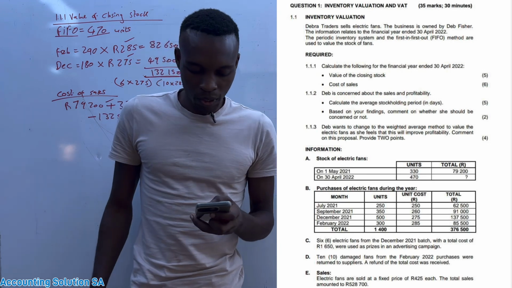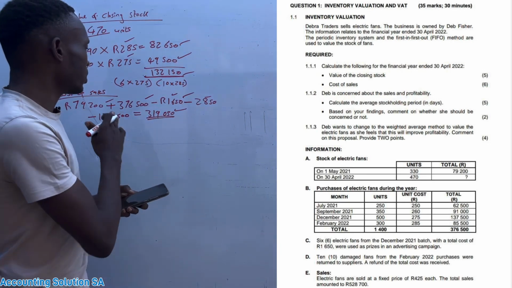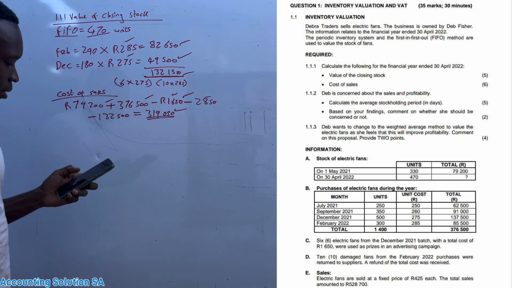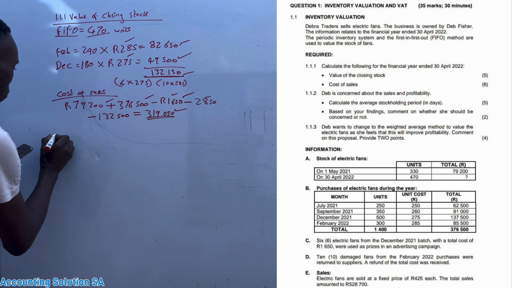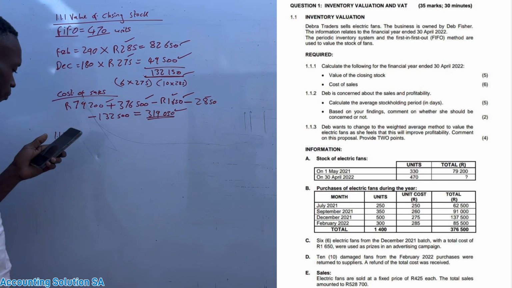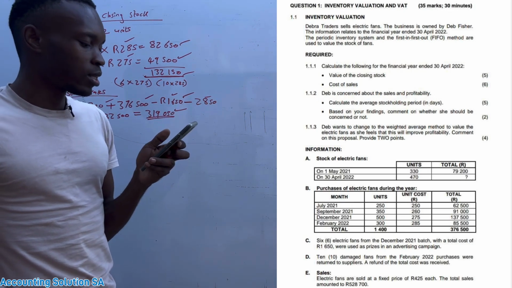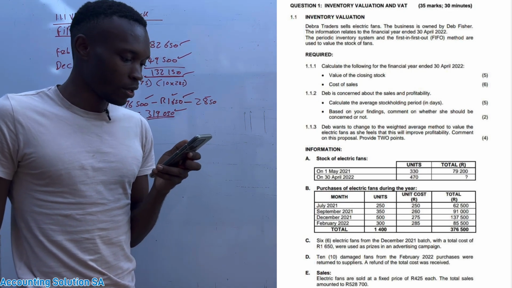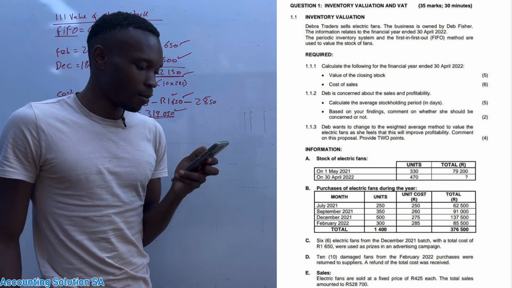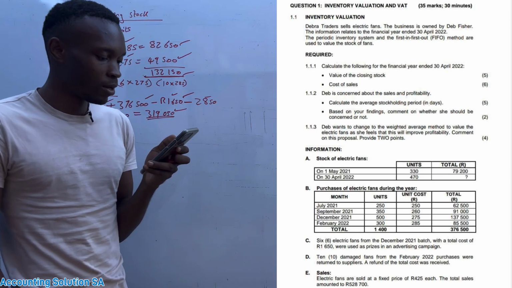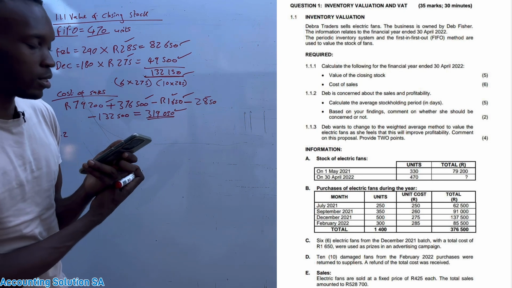Okay, now let's proceed to the next one. 1.1.2. Deb is concerned about the sales and profitability. Okay, the owner is concerned about the sales and the profitability.